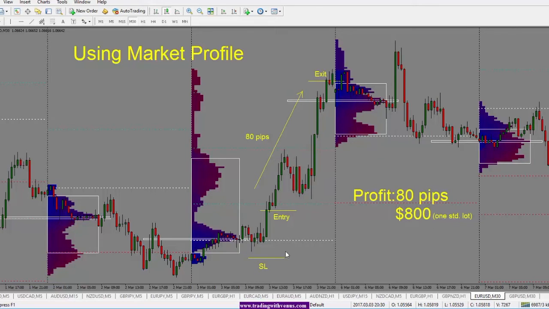So just to recap, we are looking for point of control, which is the white line here that shows the most transactions going through the market at that level. Once we see the prices getting accepted and we see a bullish engulfing candle like this, we can take an entry in that direction. We enter our trade here. Stop can go below these lows here, below the point of control, and then we are looking for price to move up higher. So we are looking for price to go to the next level here, and from entry to exit in this trade we have 80 pips, which is a profit of $800 if we are trading one standard lot.